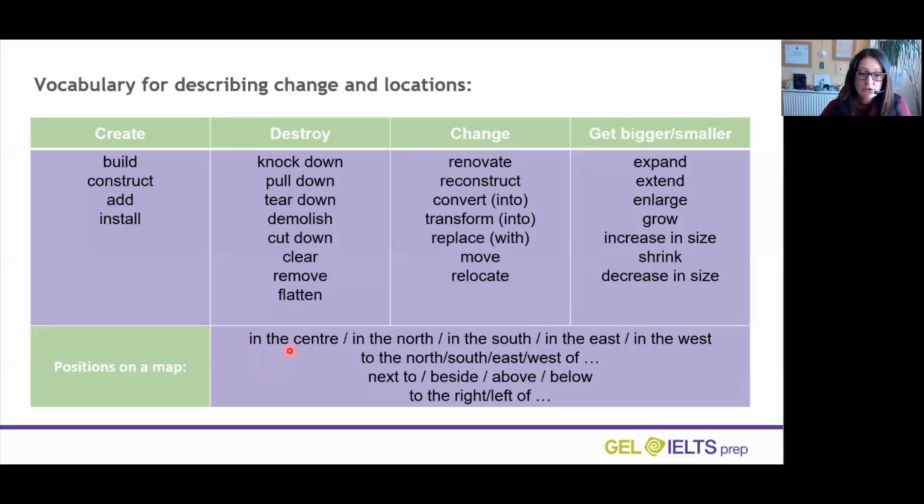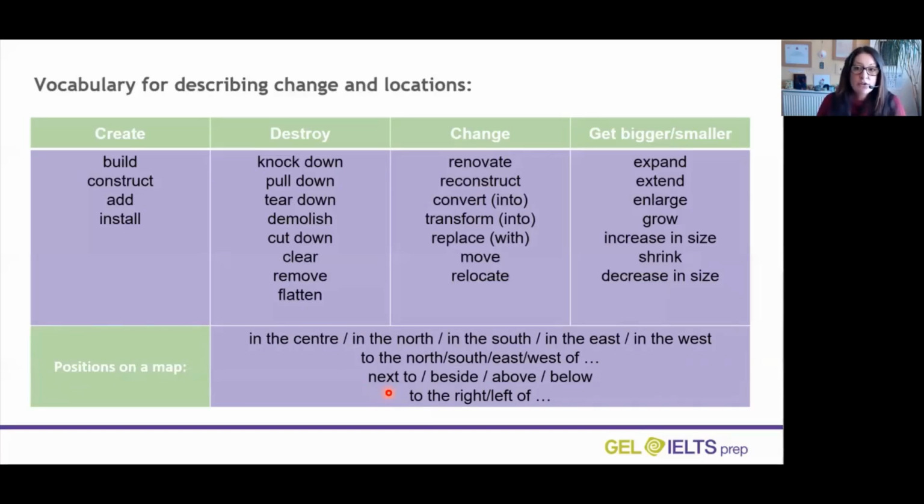We use "in the" to talk about the position in the center, in the north, in the south, in the east, in the west. We could use "to the north, south, east, or west of" something. Let's imagine that the hotel is to the north of the river, for example. So we take two places and then we show where they are in relation to each other. Again, we can do the same with next to, beside, above, or below. We're showing where one thing is in relation to something else on the map. And the same with to the right of something or to the left of something.